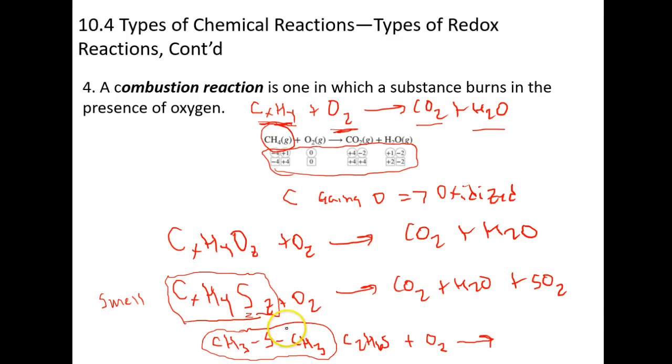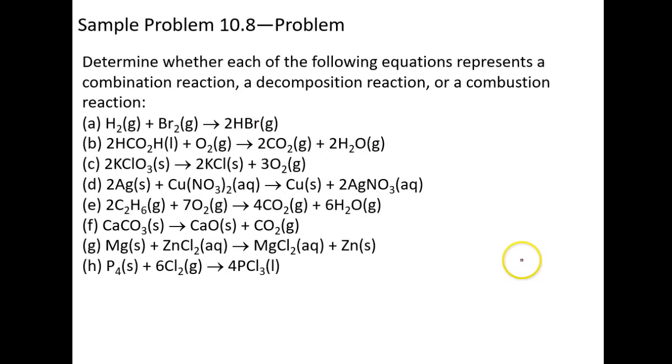Okay. So when it burns in your house, it burns into CO2, H2O, and SO2. SO2 does not have a pungent smell. High concentrations of it will have a pretty bad smell to it. But mostly these organosulfur compounds really stink pretty bad. Okay, so that is combustion reaction.